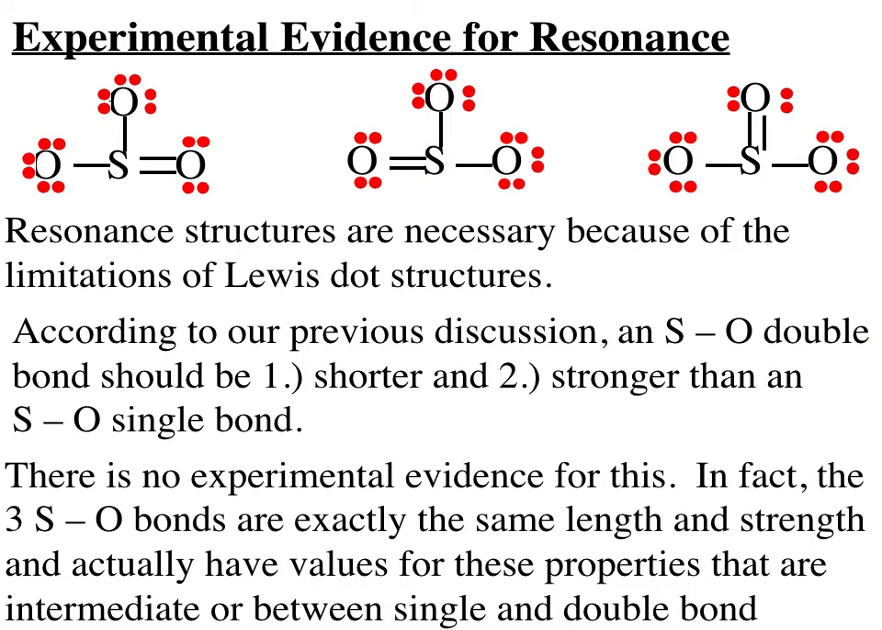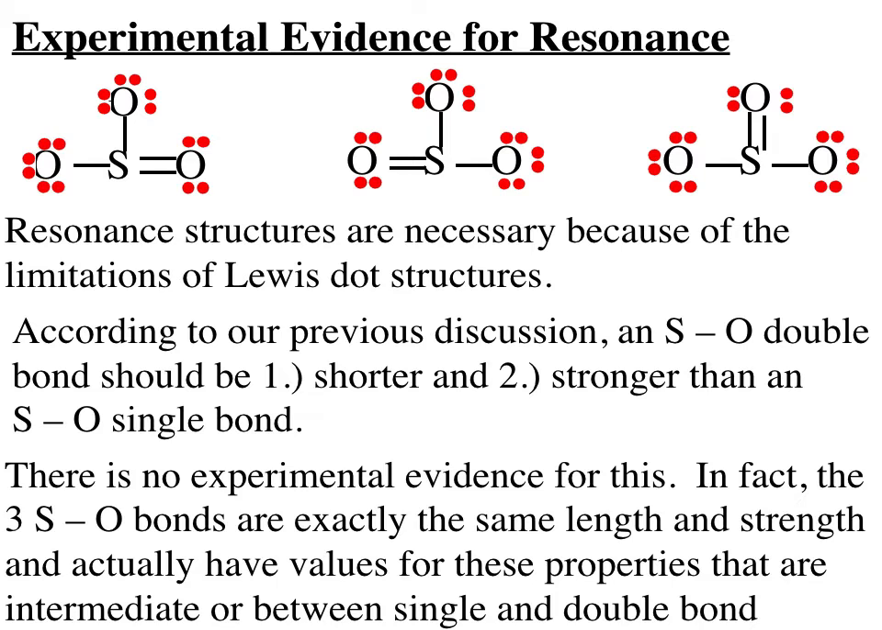On this slide, I again discuss the concepts behind our experimental evidence, which indicates to us that bonding atoms of this type must exhibit resonance structures among their Lewis dot forms. It again is because SO double bonds should be shorter and stronger than SO single bonds, and there is no experimental evidence that any of the bonds in sulfur trioxide is shorter, or that any of the bonds in sulfur trioxide is harder to break.